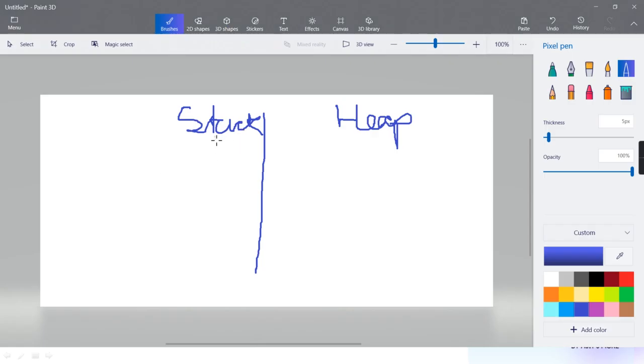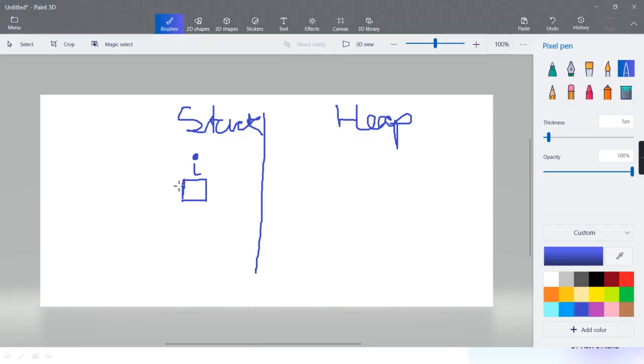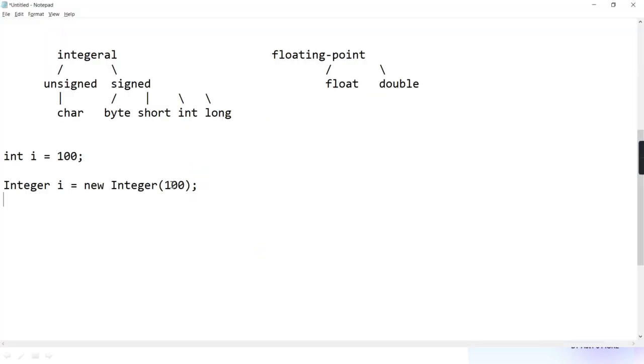So what will happen is, on the stack it will create one variable which is an object, but according to Java, every object is a reference variable. So I is an object of integer class. It's an object of integer class. But according to Java, every object is a reference variable. Getting? Which will be created on the stack.